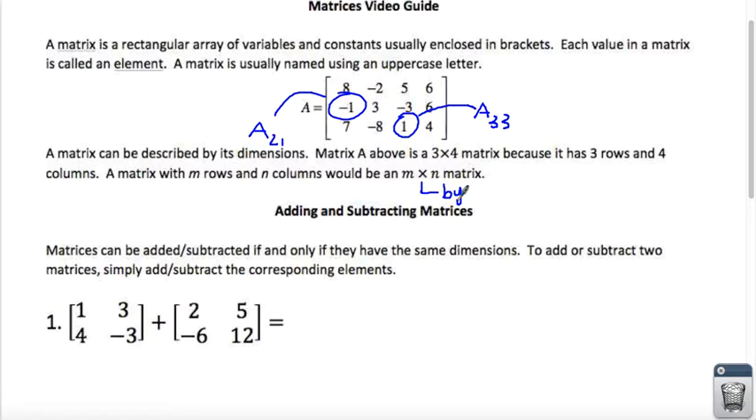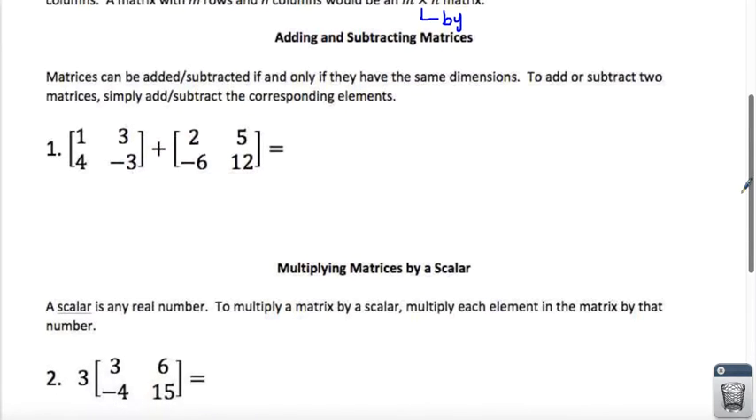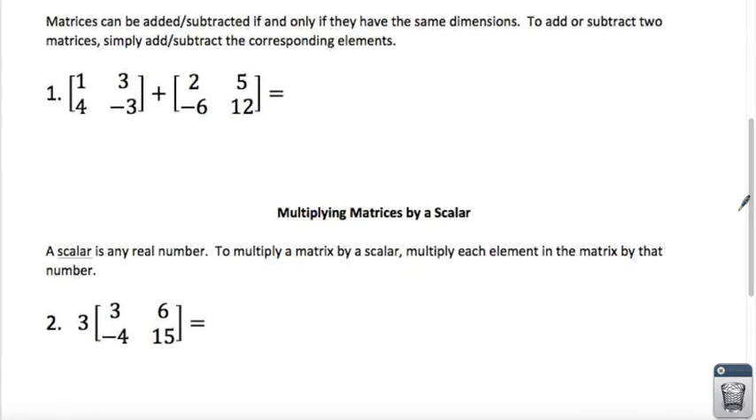So adding and subtracting matrices is really simple. First of all, they need to have the same dimensions. And if they do, then you can add or subtract them. So for example here, to add and subtract these two matrices, you just add the elements in the corresponding places.